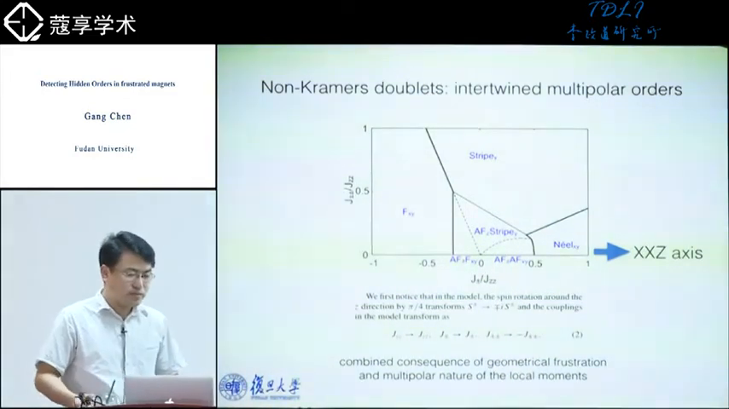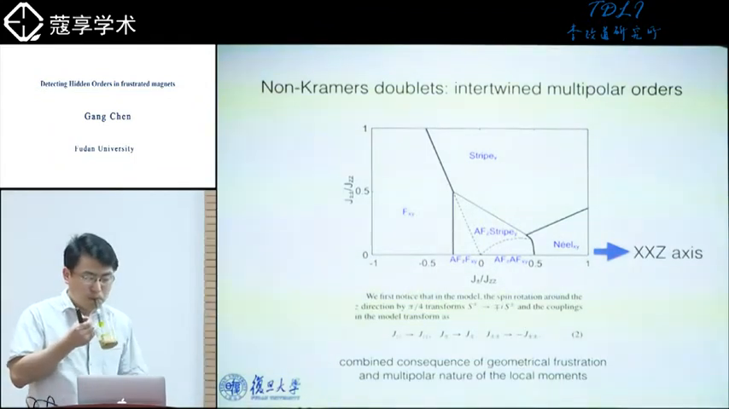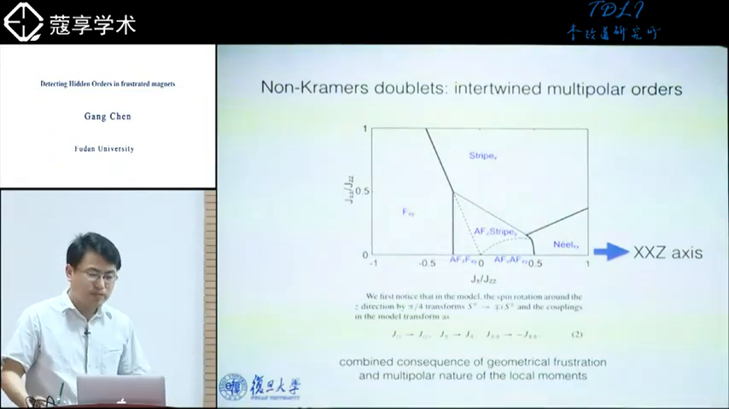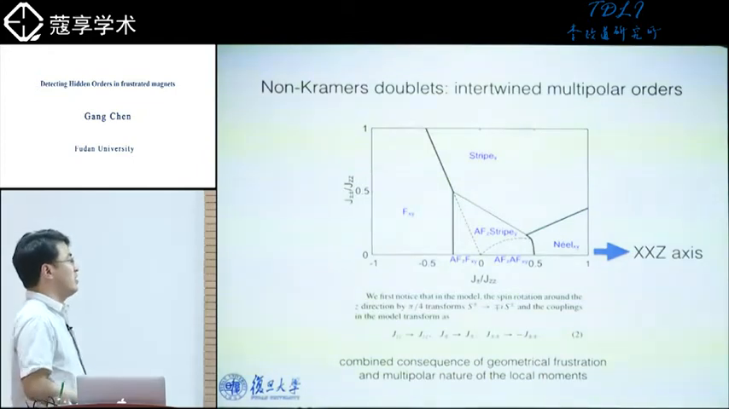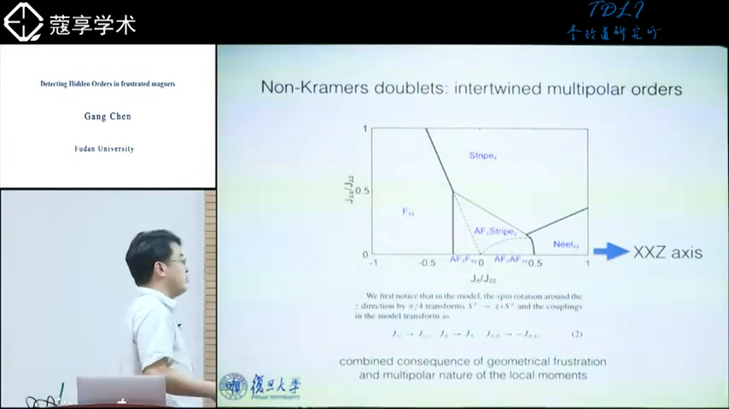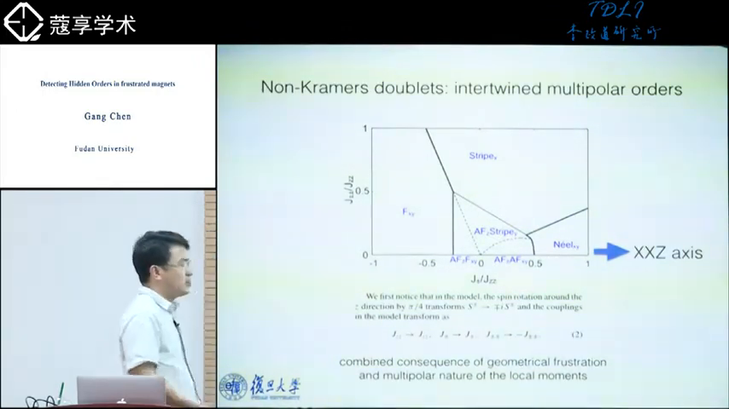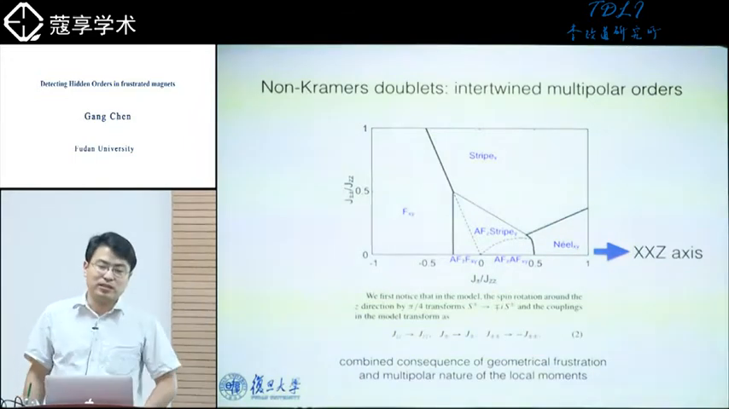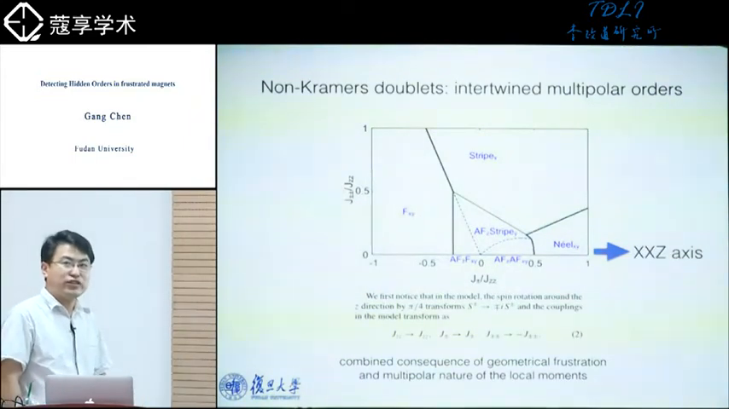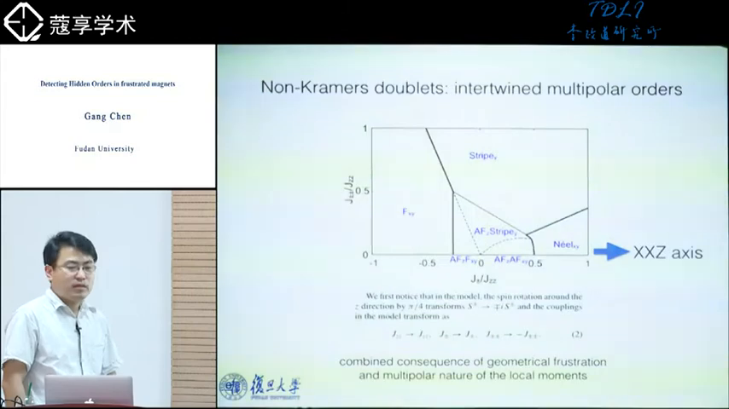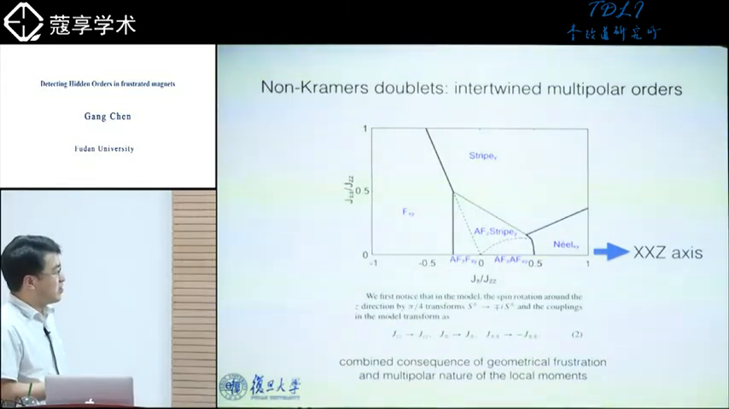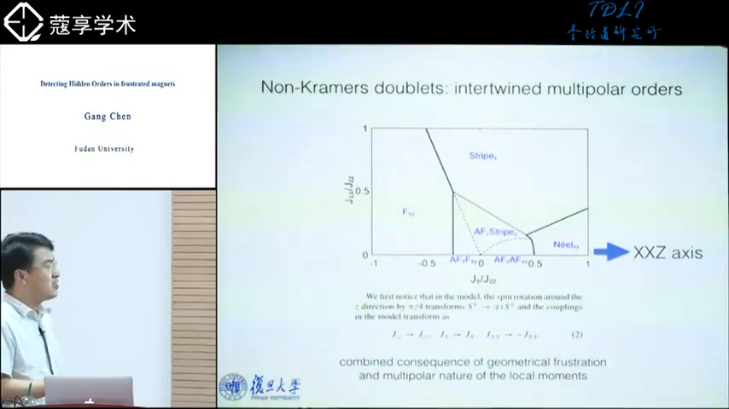Yeah, so this is the mean field phase diagram obtained for the model, the model for the non-Kramers doublet. How do we understand this rather complex looking phase diagram?